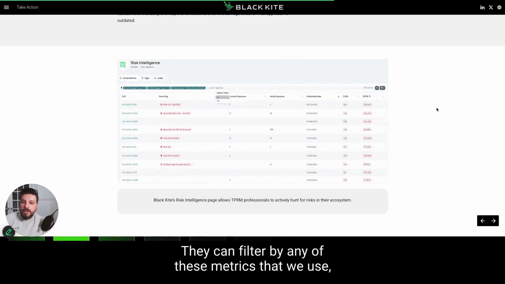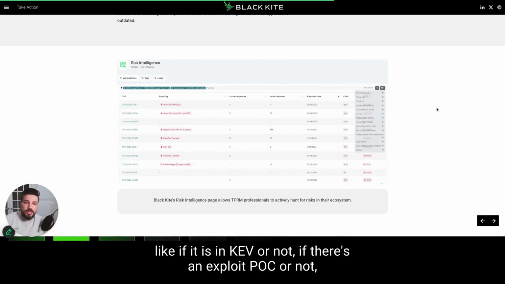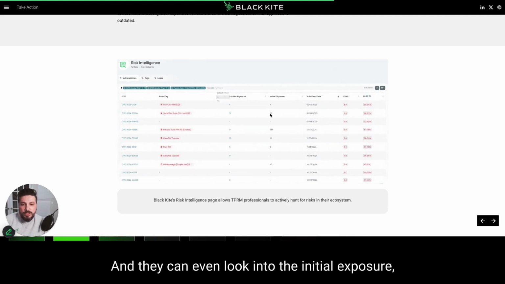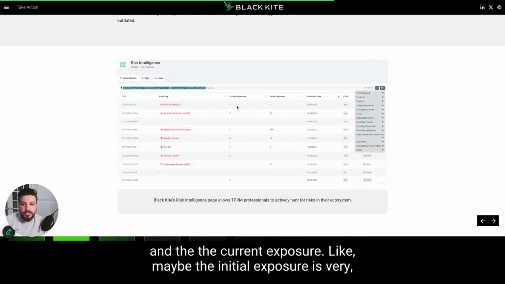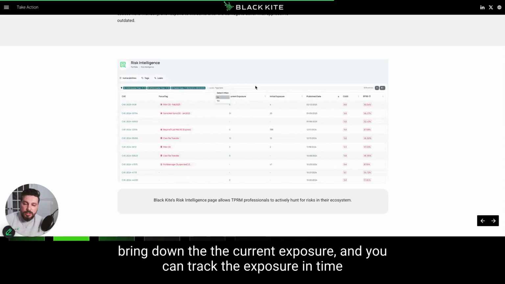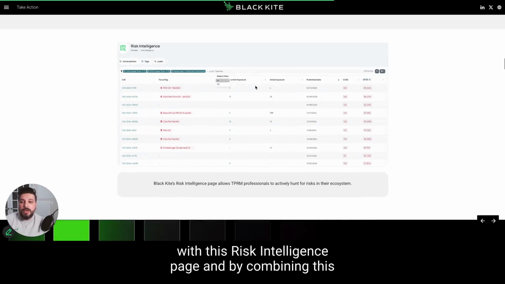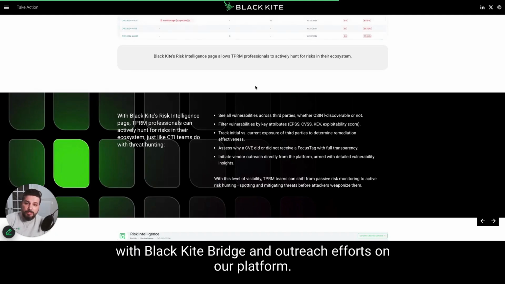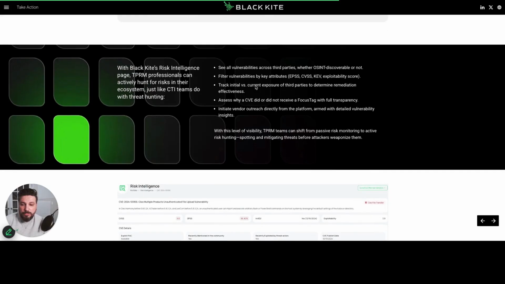They can filter by any of these metrics that we use, like if it is in KEV or not, if there's an exploit POC in the wild or not, and they can see the exposure, and they can even look into the initial exposure and the current exposure. Like maybe the initial exposure is very, very high, but by working with the vendors, you can bring down the current exposure, and you can track the exposure in time with this risk intelligence page, and by combining this with Black Kite breach and outreach efforts on our platform.